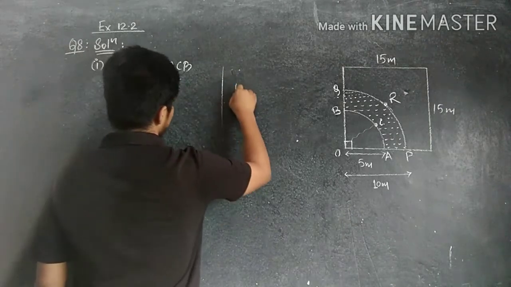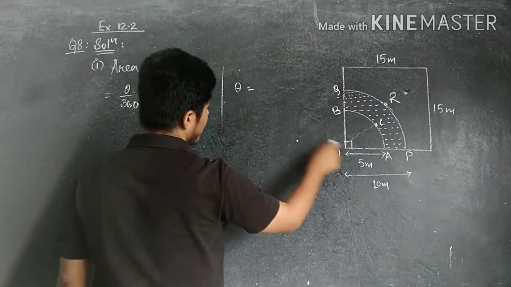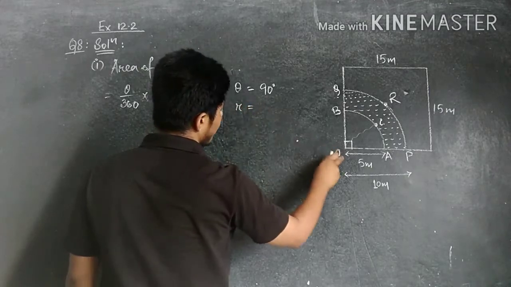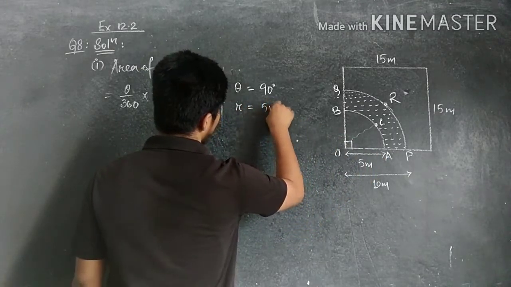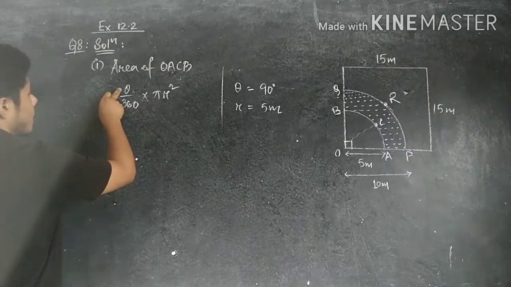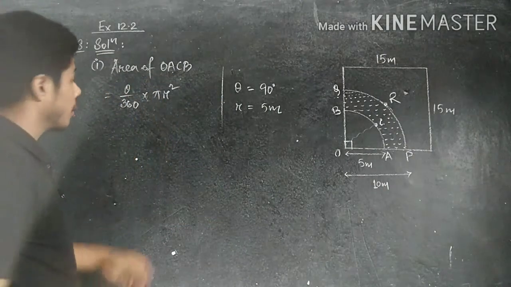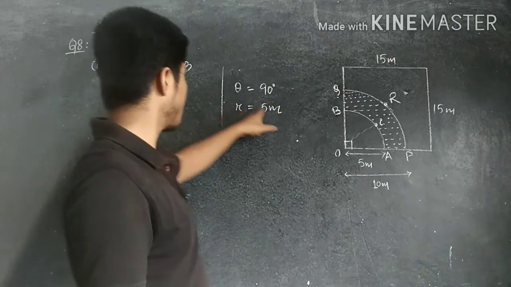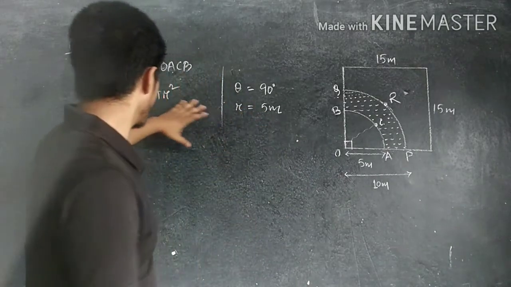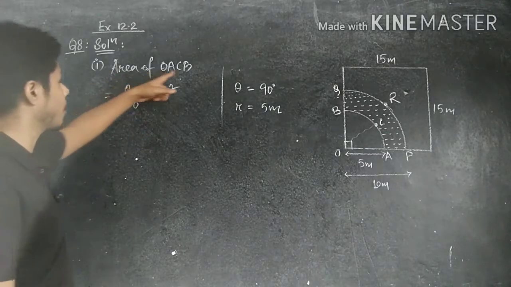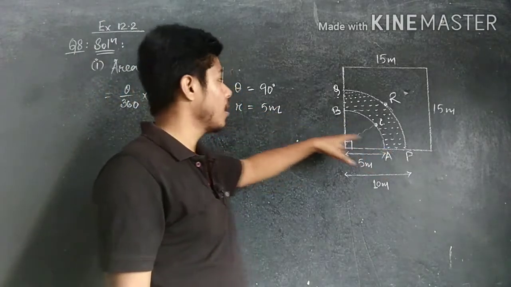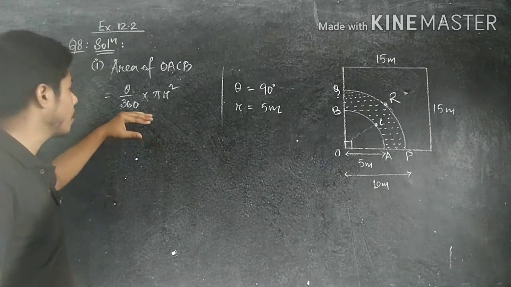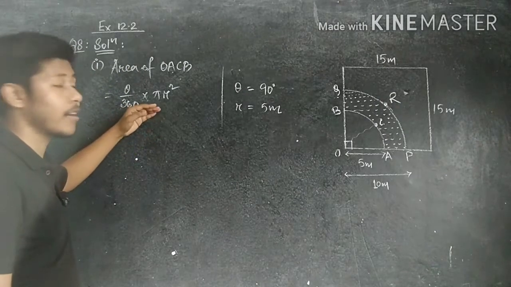So in this case theta equal to how much, obviously theta equal to 90 degree, isn't it? And radius equal to how much, 5 meter. So we have to write here 5 meter. So if you put in place of theta 90, in place of pi 3.14, and in place of r 5, then easily we can find out the value of area of OACB. Is it clear? I think all of you understood this one, so easily you can find out the area here.